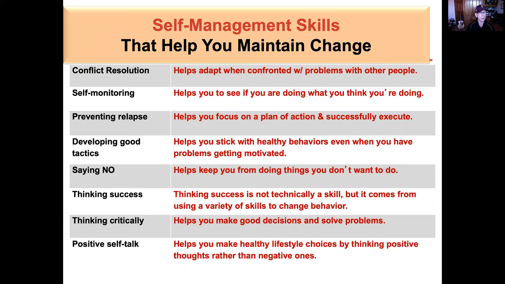These include conflict resolution, self-monitoring, preventing relapse, developing good tactics and strategies, learning to say no, learning to think success, that you can do it, thinking critically, and including positive rather than negative self-talk. So these are the skills, more than 21, because 21 are from the secondary high school program, and 9 are from the middle school program, including things like communication, mindfulness, empathy, and so forth. All of these are social emotional skills.